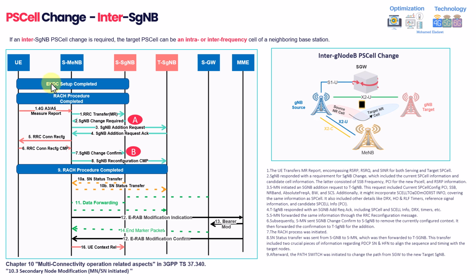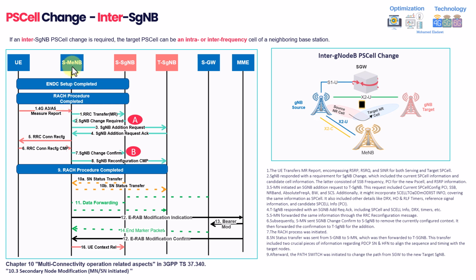Once the user receives this kind of configuration for interfrequency, he will keep measuring. In case the event is triggered and the threshold sent within this kind of message is achieved, and we will show it to you after we finish the high level introduction, then the user will send a measurement report, asking the master node that, okay, I achieved the threshold, so I would like now to do a handover.